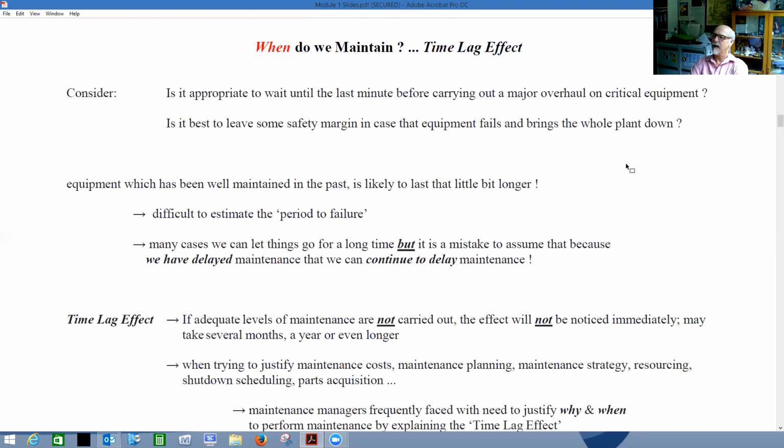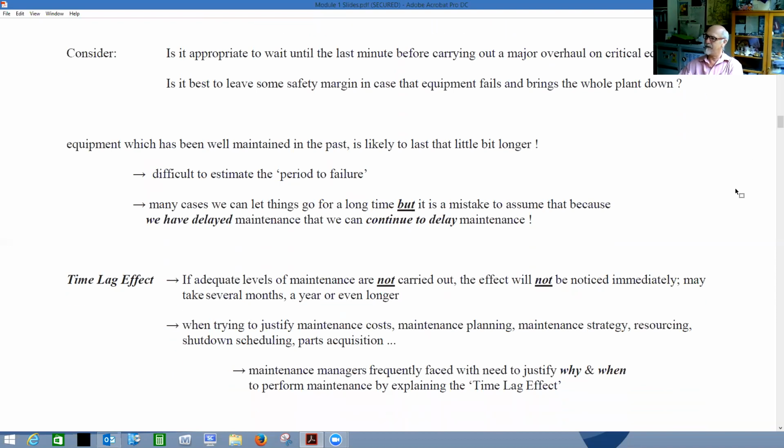It's still working. So this time lag effect, as I'm trying to expand on, is that if adequate levels of maintenance are not carried out, the effect will not be noticed immediately. It may take several months, a year, or even longer. So yes, things might be going really well, but with your forward thinking and forward planning, you're saying, that's all well now, but there's a bit of a time lag occurring here.